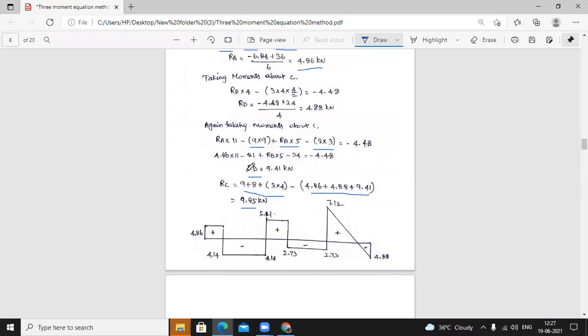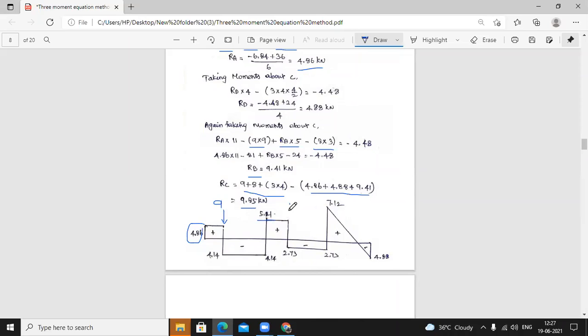What is RA? 4.86, a plus value. Again, the downward load acting is 9 kilonewton. So 4.86 minus 9, we got minus 4.14. Next, the upward reaction RB is 9.41. So minus 4.14 plus 9.41, we got plus 5.21.